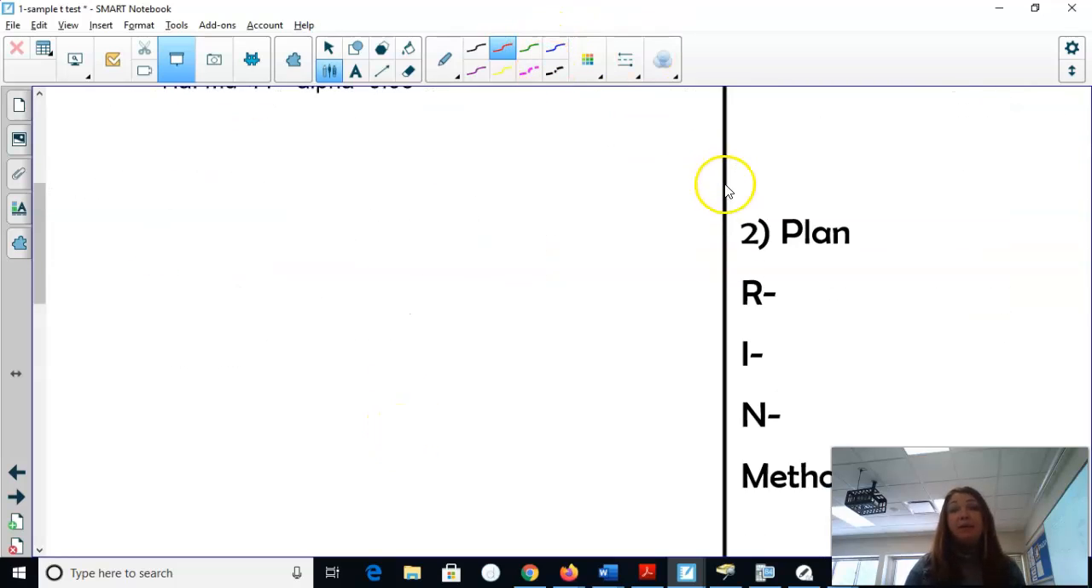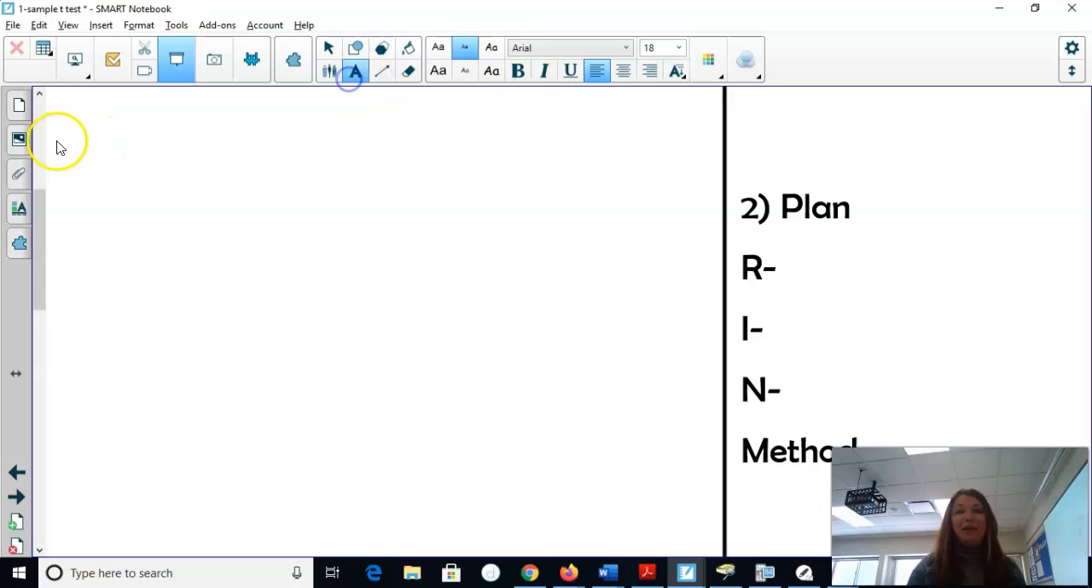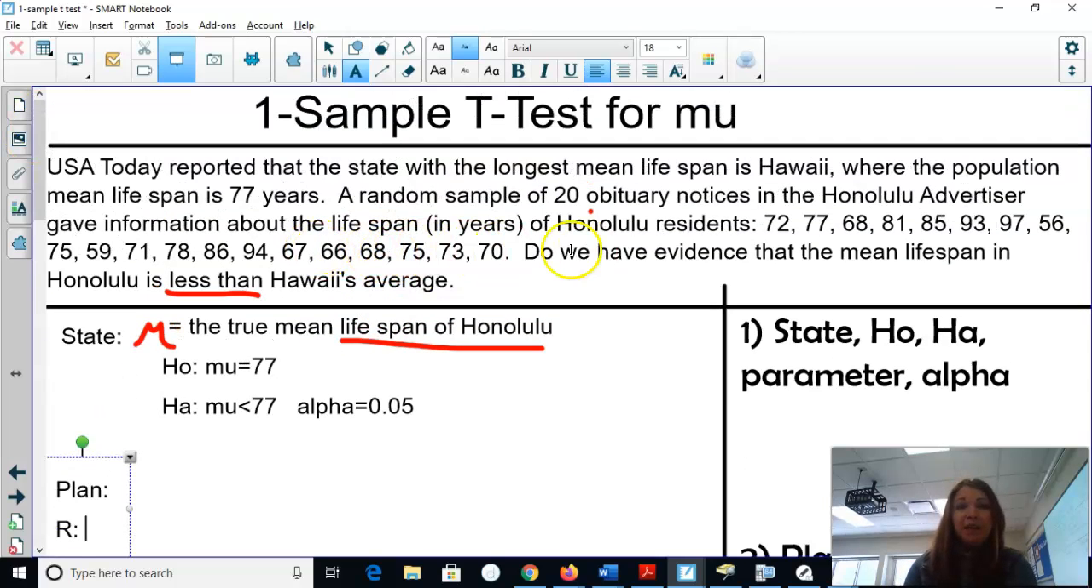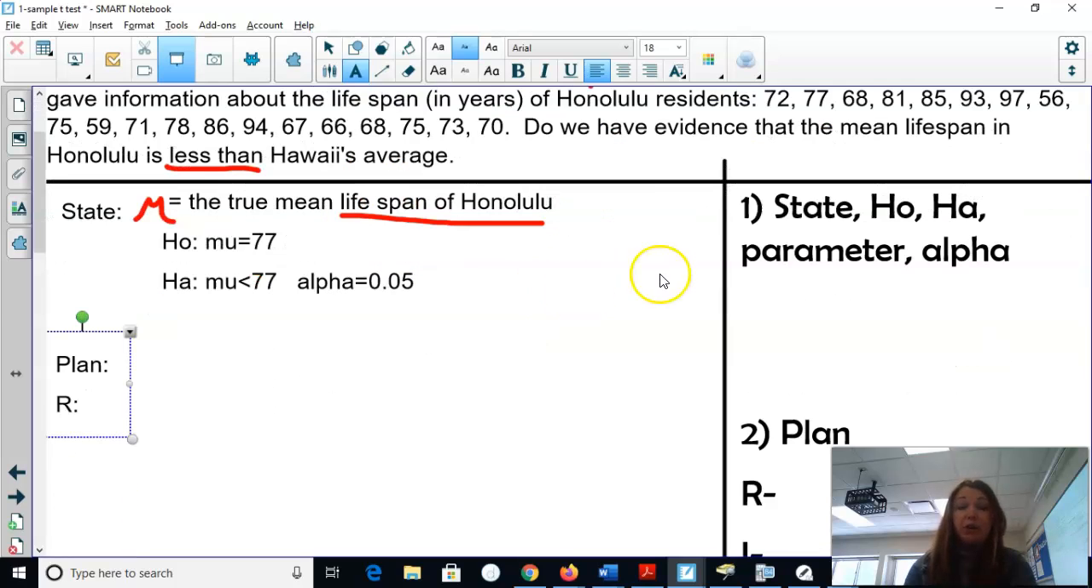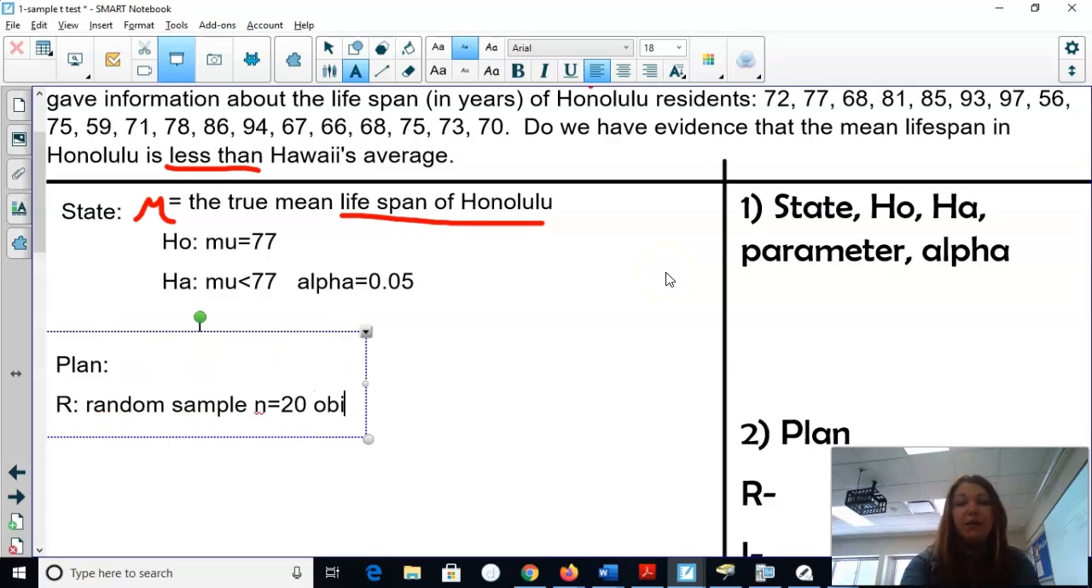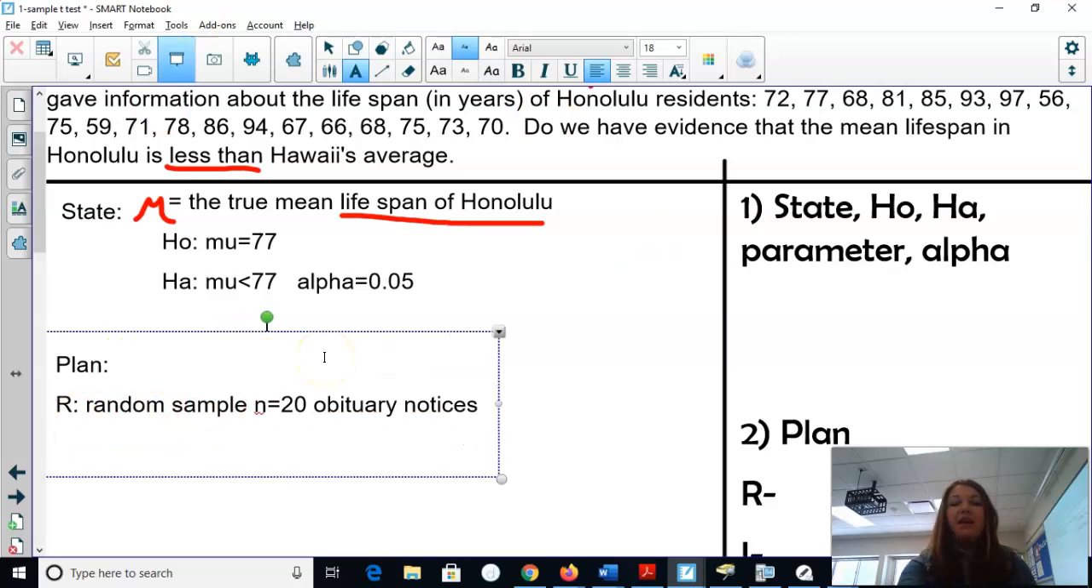The next thing we need is our plan. We know that we need a random sample for our condition. So R equals a random sample. The problem does state a random sample of 20 obituary notices, so random sample, n equals 20 obituary notices. That's our 10% rule. That's what allows us to use that standard deviation. So I'm going to take 10 times 20, which is less than all obituary notices.